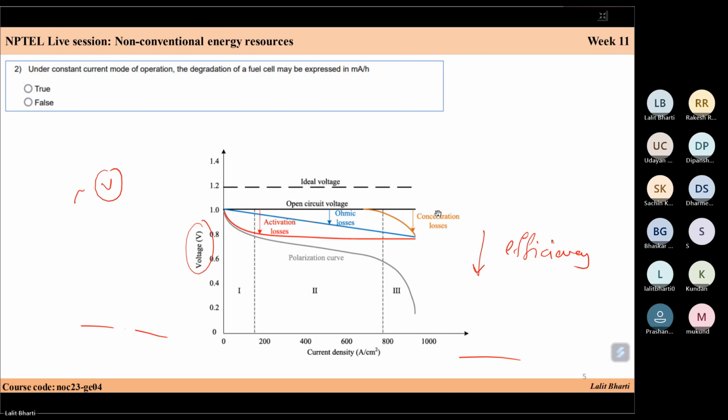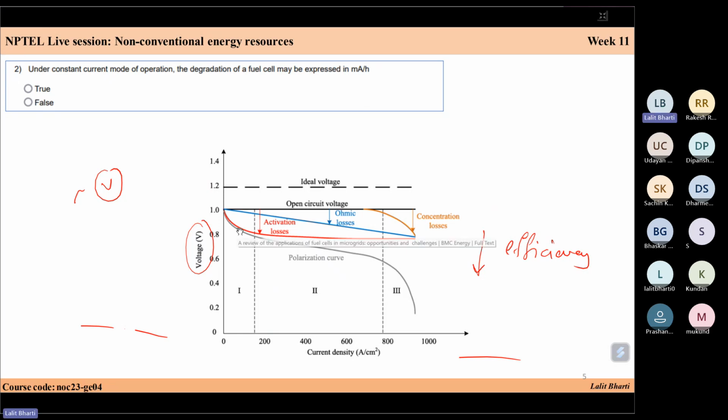So mAh is basically the capacity, mA per H, which means milliampere per hour. You can see this kind of curve. This is the current density versus your voltage. This is your ideal voltage, let's say 1.2. It is the highest voltage. Then you have some open circuit voltage, where no load is attached to the system.